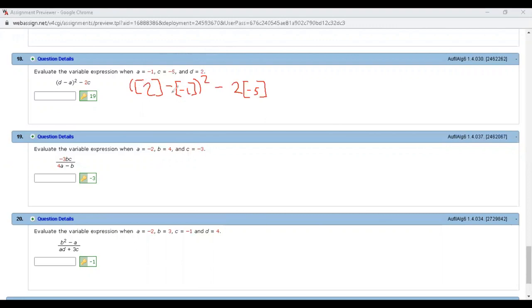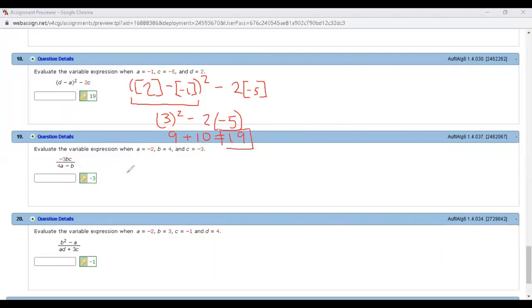So first we need to do what's inside of these parentheses. Then we need to do our exponent. So 2 minus -1 is the same thing as 2 plus 1. So that's 3 squared minus 2 times -5. 3 squared, of course, is 9. Then we got minus 2 times -5, which is +10. Then 9 plus 10 is 19, okay?